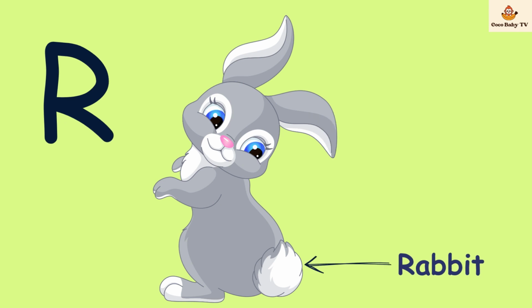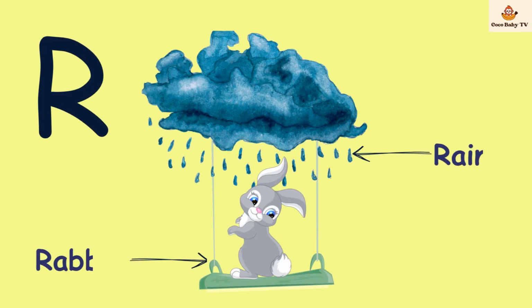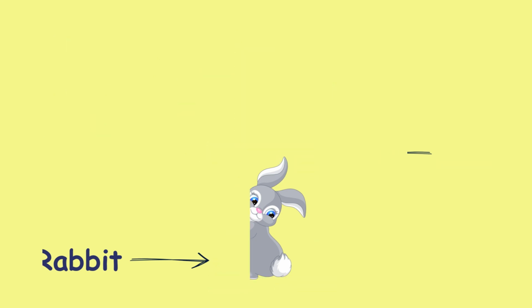R is for rabbit. R is for rain. R is for rabbit. R is for rain. Rabbit runs in the rain.